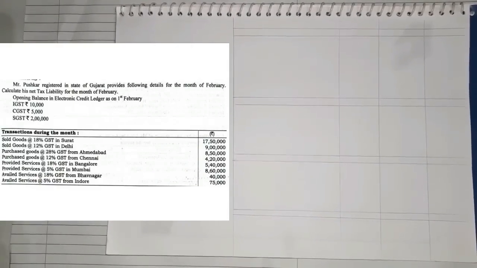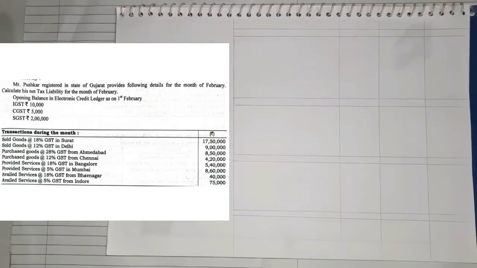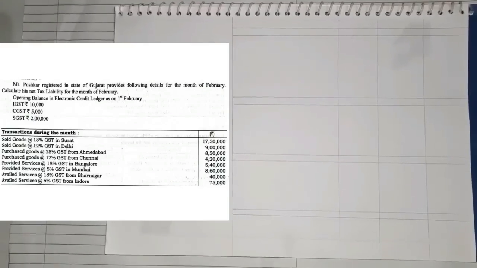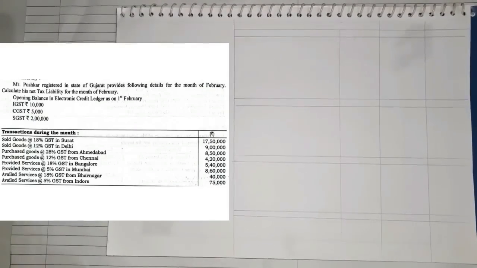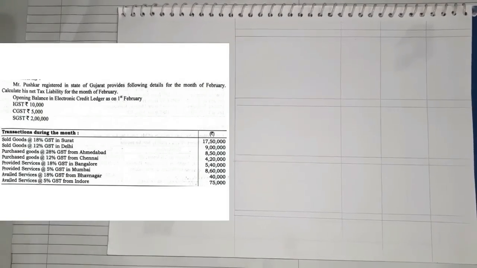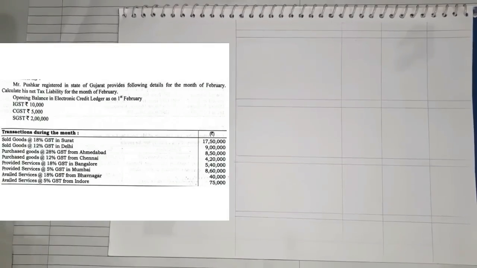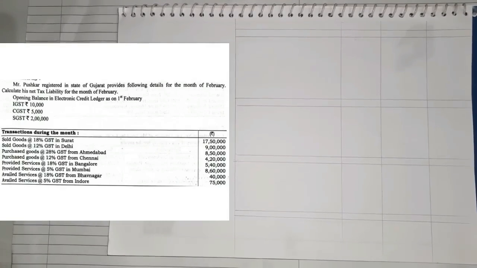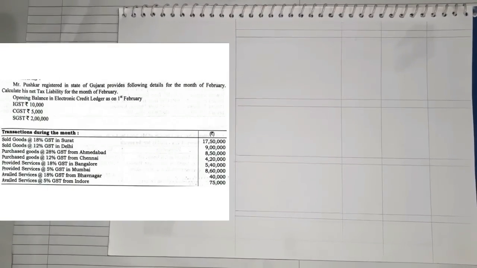Mr. Pushkar is registered in the state of Gujarat, so we'll have to compare everything from the Gujarat point of view. He provides the following details for the month of Feb. Calculate net tax liability again. Wherever you see this question, this is how you have to solve the sum. The opening balance in the electronic credit ledger has been given to us as IGST, CGST and SGST. Thereafter they have given us many transactions: sold goods at 18%, sold goods at 12%, purchased goods, provided goods and availed services.